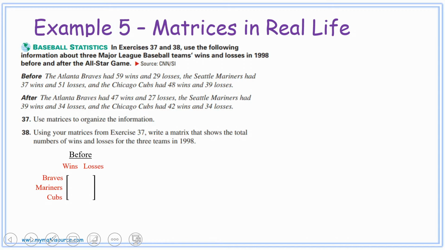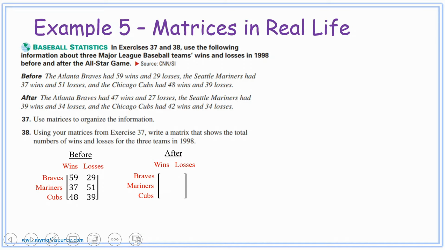So now that we have our little matrix set up, let's actually start putting in the information. Well, let's look at the Braves. The Braves have 59 wins and 29 losses. How about the Mariners? Well, the Mariners had 37 wins and 51 losses. And then lastly, the Chicago Cubs, well, they had 48 wins and 39 losses. And you can see right here, this information looks very neat. It's easier to see and comprehend than how it's written in the paragraph above.